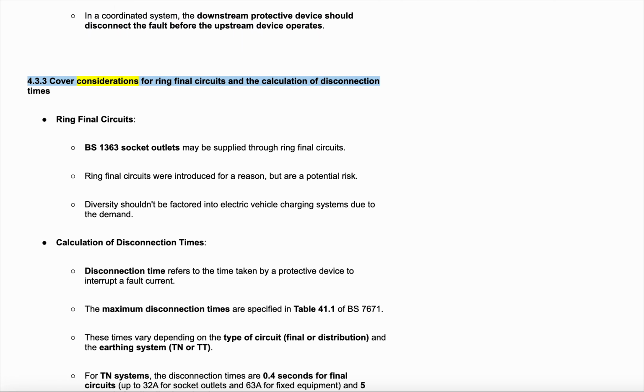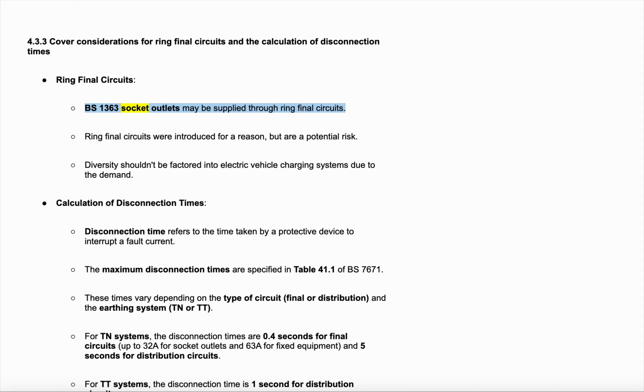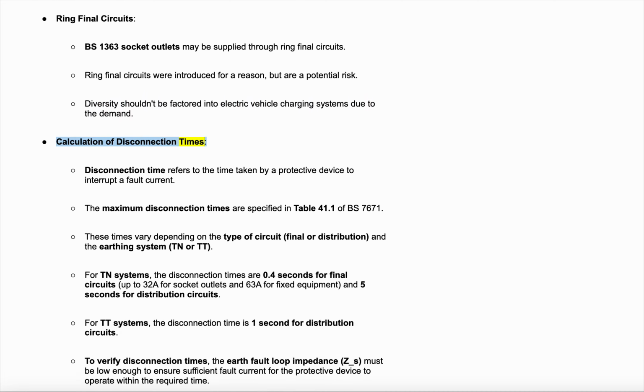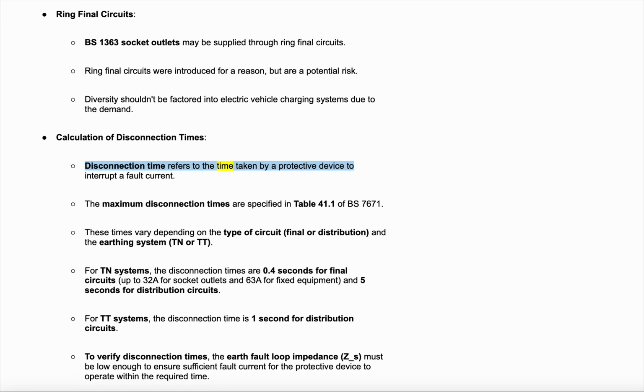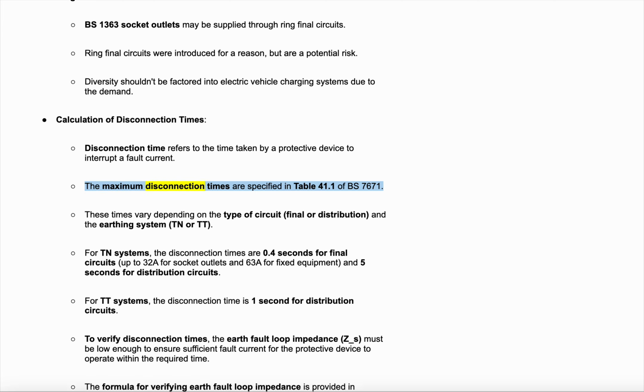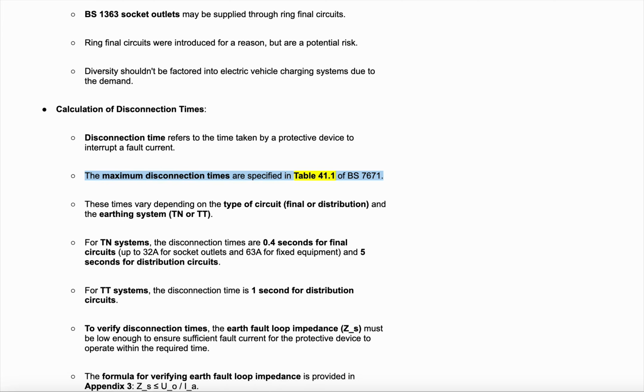4.3.3 cover considerations for ring final circuits and the calculation of disconnection times. Ring final circuits. BS 1363 socket outlets may be supplied through ring final circuits. Ring final circuits were introduced for a reason but are a potential risk. Diversity shouldn't be factored into electric vehicle charging systems due to the demand. Calculation of disconnection times. Disconnection time refers to the time taken by a protective device to interrupt a fault current. The maximum disconnection times are specified in Table 41.1 of BS 7671.